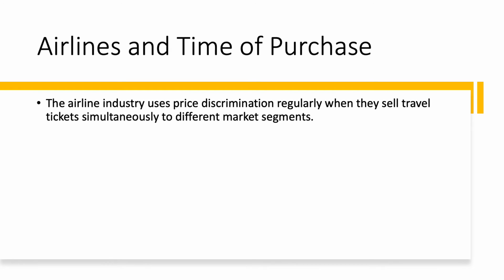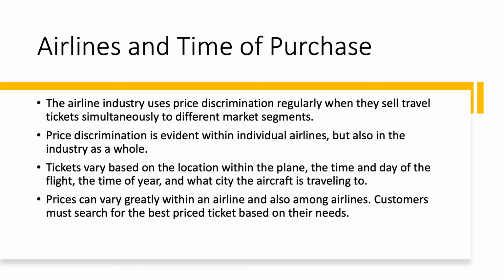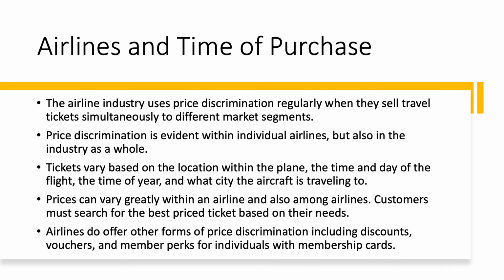Airlines and time of purchase. The airline industry uses price discrimination regularly when they sell travel tickets simultaneously to different market segments. Price discrimination is evident within individual airlines, but also in the industry as a whole. Tickets vary based on location within the plane, the time of day, the flight, the time of year, and what city the aircraft is traveling. And they can vary greatly among airlines. Customers must search for the best price tickets based on their needs. And also airlines offer price discrimination discounts for members with membership credit cards and so on.